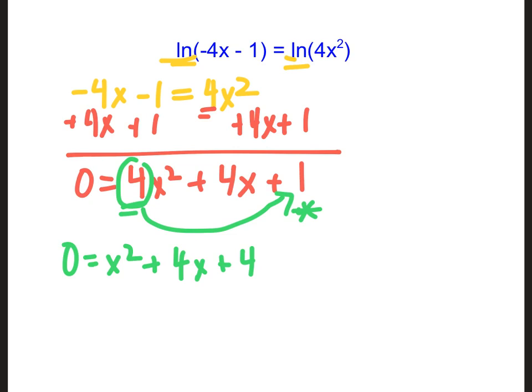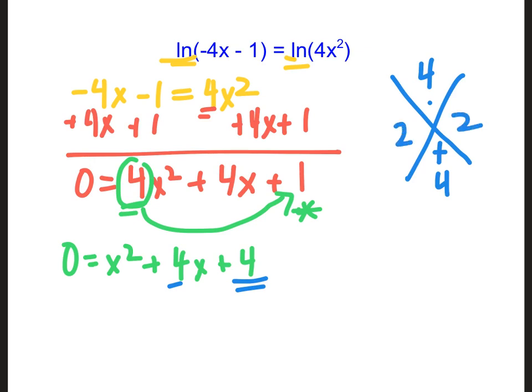At this point you can set up your x method. So we're looking for something that multiplies to the last number, 4, and adds to the one in the middle, which is also 4. So what can I multiply to get 4 and add to get 4? Well, your options are 2 and 2. 2 times 2 gives me 4. 2 plus 2 gives me 4. Now before I put it back in my equation, I have to divide by whatever I slid before. So we're going to divide by 4, divide by 4.